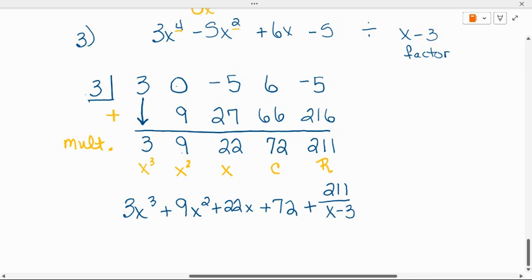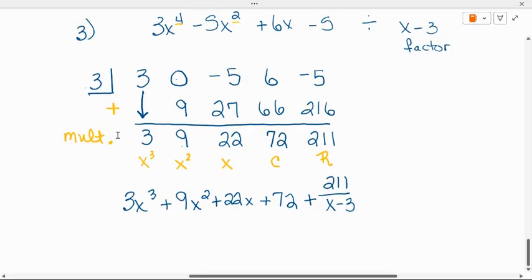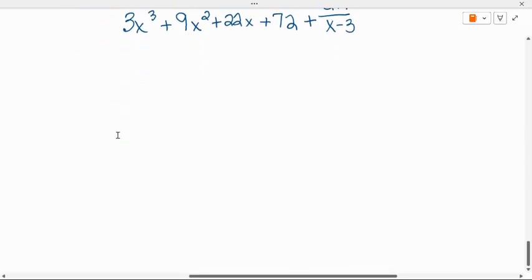That's ugly. What does that tell you? Just tells you that 3 is not a factor of that. Like 3 is not a 0. That polynomial does not cross at the root 3. That's what that tells you. If it did, you wouldn't have a remainder. Okay? Let's look at number 4.